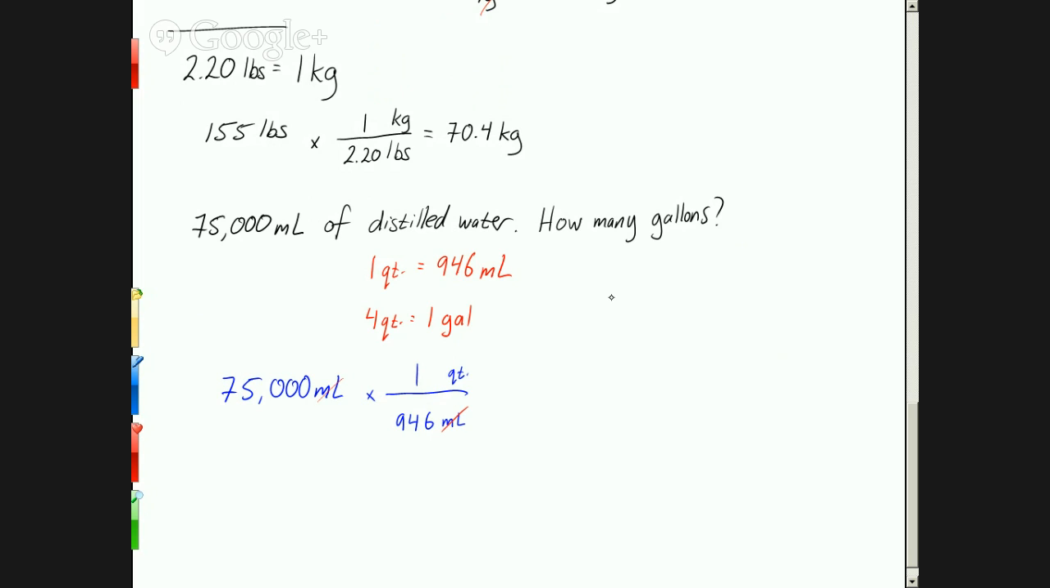But I don't want quarts. I want gallons. Gallons is what the question is asking for. So we have to do it again. This time, we're going to get rid of our quart, and we're going to turn it into a gallon using the other conversion factor. 4 quarts into 1 gallon. So to complete this problem then, we take 75,000, divide it by 946, because that's on the bottom, and then divide by 4, because that's also on the bottom. We've canceled milliliters, we've canceled quarts, we're left with gallons, and what does that come out to?